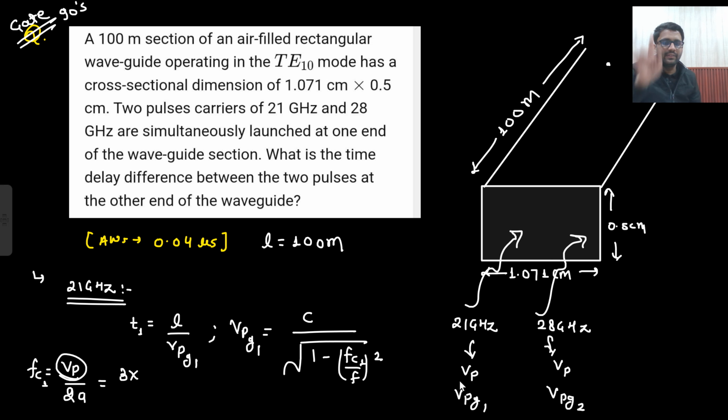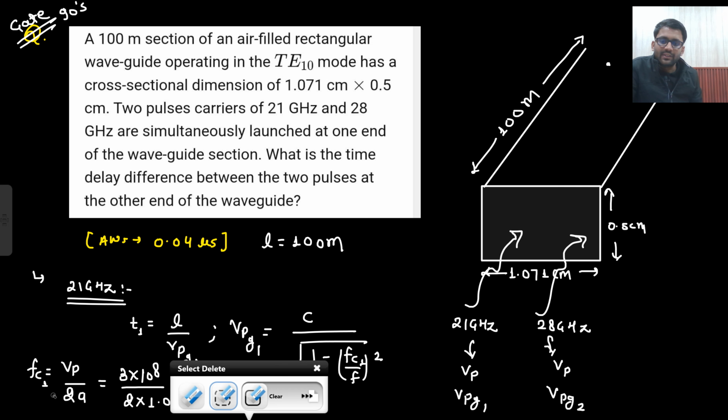But what is this? This is the phase velocity if it was propagating in open space. I am not saying free space, open space. That means if there were no walls, then what will be the velocity? So in air, what is the velocity? 3 into 10 to the power 8 only, divided by 2a. What is the value of a? 1.071 centimeter. So 10 to the power 2 will be there. So 30 by 2 divided by 1.071. So 15 by 1.071. So that would be 14 gig.